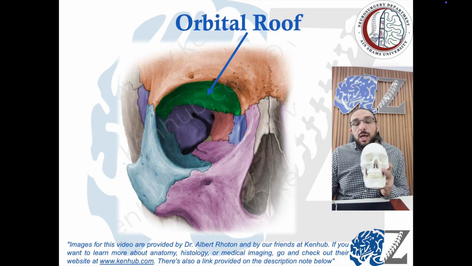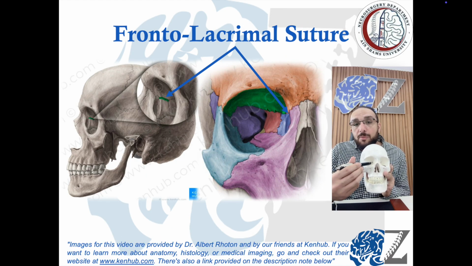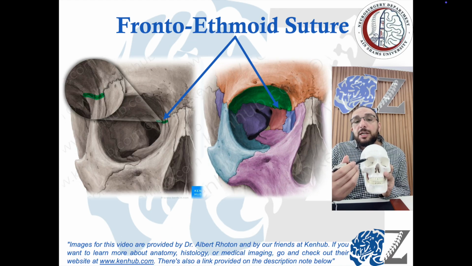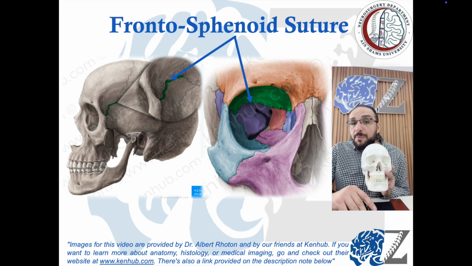Okay. So I know now that the frontal bone forms the roof of the orbital cavity, and as it forms the roof of the orbital cavity, it fuses with other bones that share in the formation of the orbital cavity. It fuses with the lacrimal bone, forming the frontolacrimal suture. It fuses with the ethmoidal bone, forming the frontoethmoidal suture, and even fuses with the sphenoidal bone, forming the frontosphenoidal suture. How amazing is that?